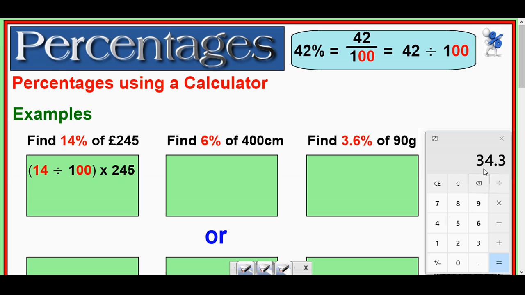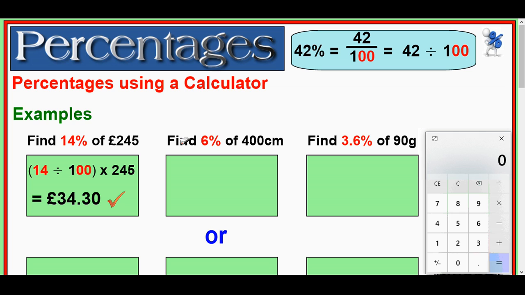Now notice we've got 34.3 and this is in pounds. It's really important to add the 0 at the end. If you did this in a test, 34.3 is not accurate and you'd lose a mark. You would never go into a shop and see £34.3. It would always be £34.30. So always make sure that you answer in pounds to 2 decimal places.